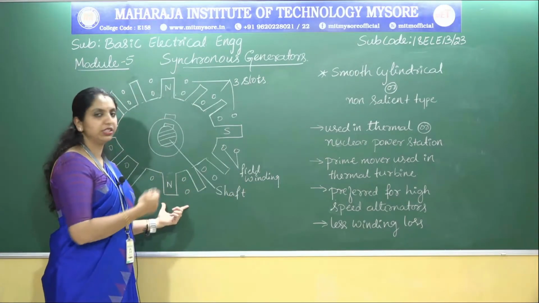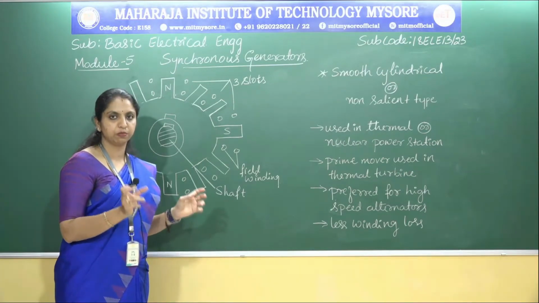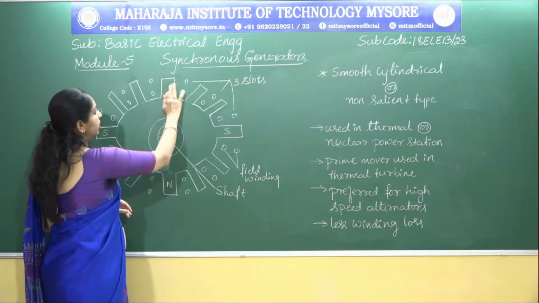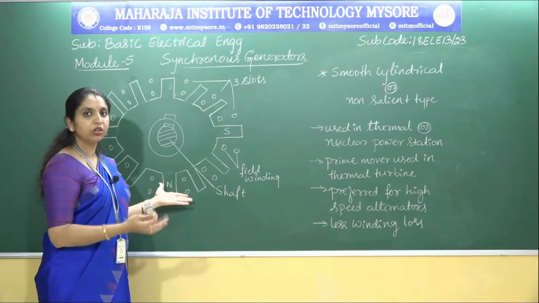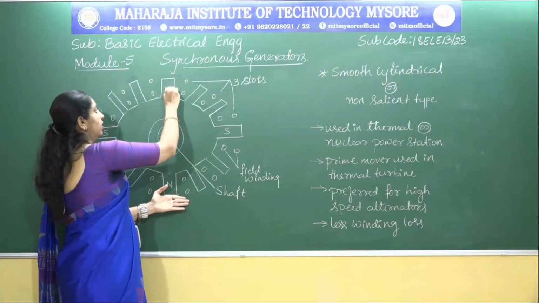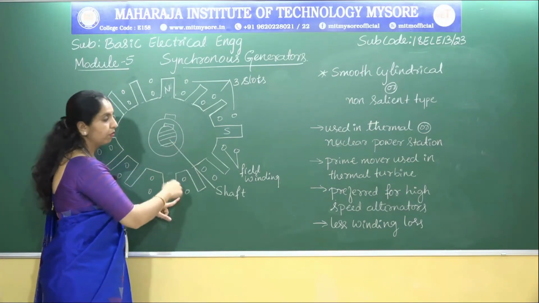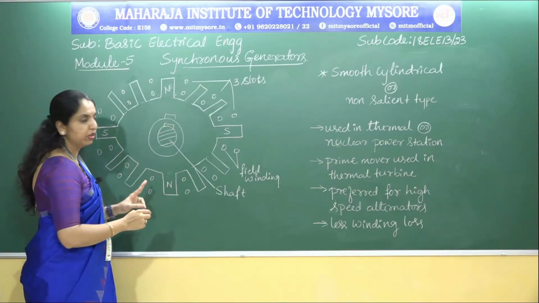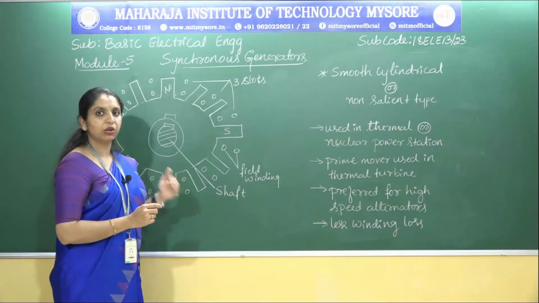And this is the figure of the non-salient type. Why is it called non-salient? As I have already told you, salient means projected. Here the poles are not projected. See here, if I don't mention N and S, you cannot say where the pole is. That is why it is called non-salient. The poles are not seen here. You can see there are four poles in this type of rotor, north, south and north, south, because there are 2 pairs of poles. So there are 4 poles, and there are 3 slots per pole.